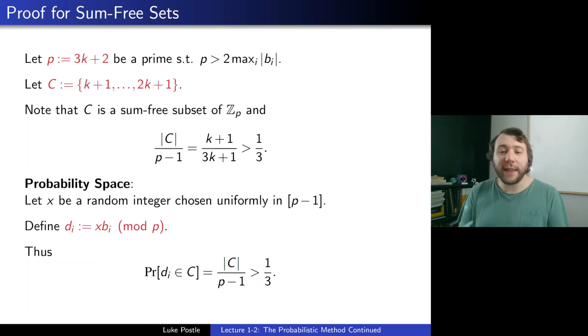So that's actually good. What's the chance it ends up there? Basically, there is a set of exactly |C| X's for each b_i that will get you into C. So it'll be |C| over P minus 1. So that's where that number comes from, just basic number theory.